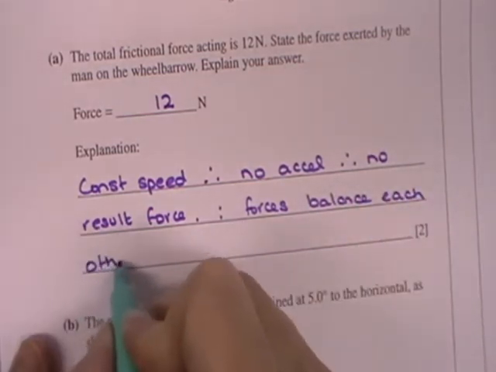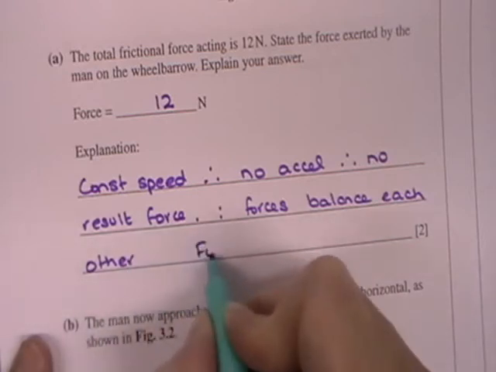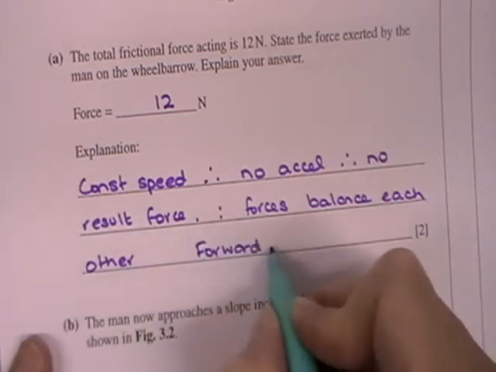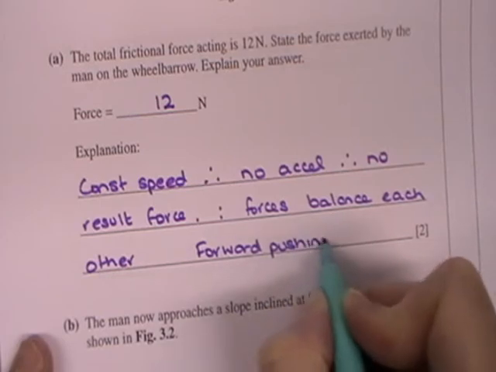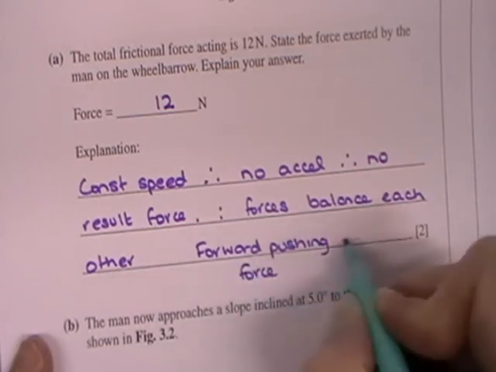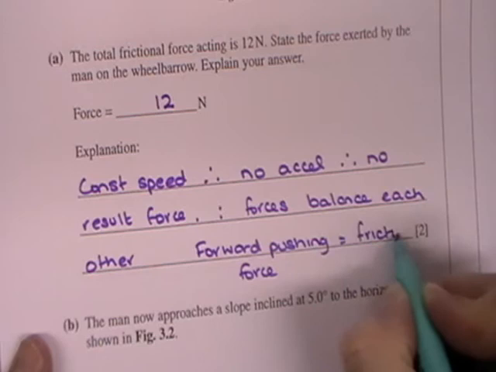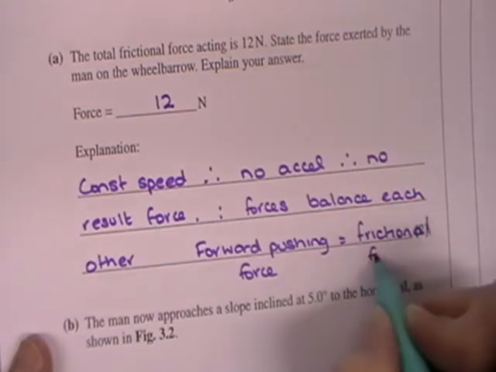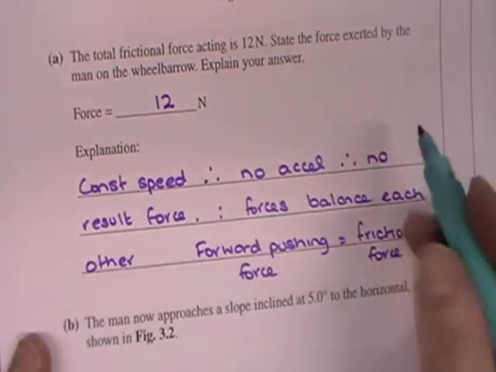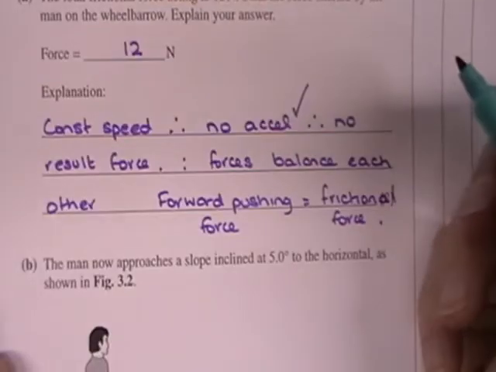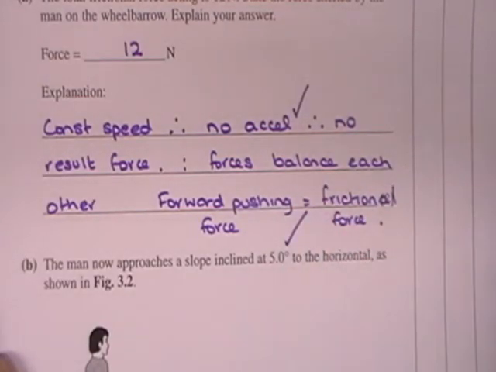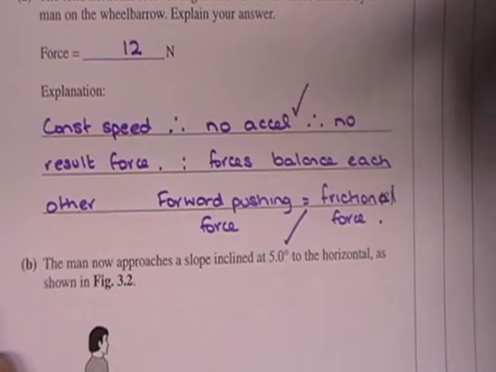And I would just state at the end that forward pushing force equals the frictional force. And so from the mark scheme, if you've mentioned no acceleration, you get a mark, and these two forces being equal to each other, then you also get a mark.